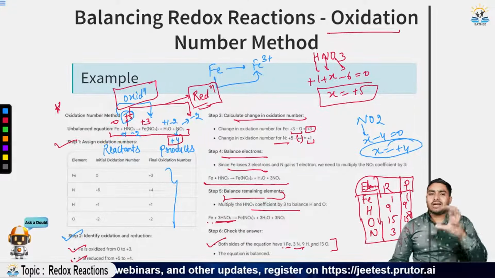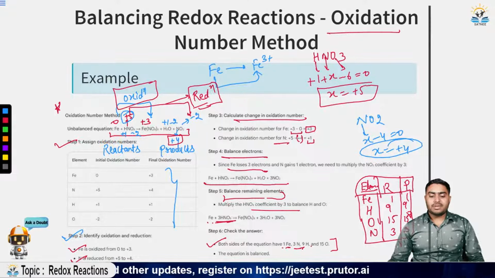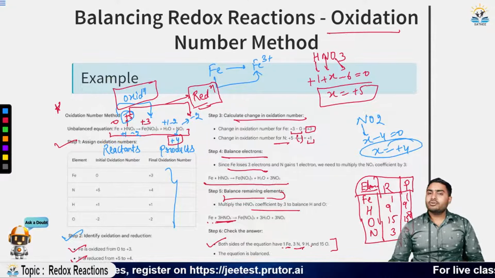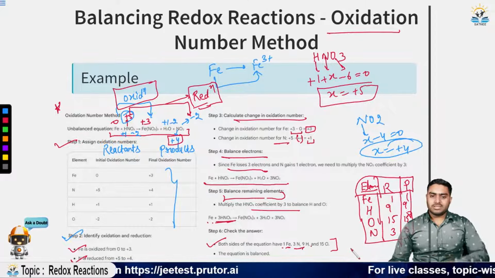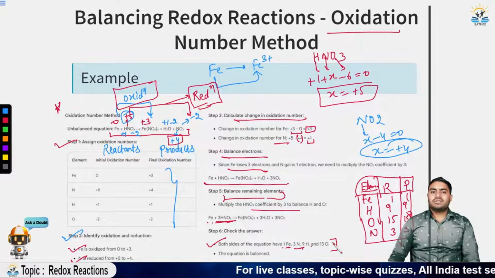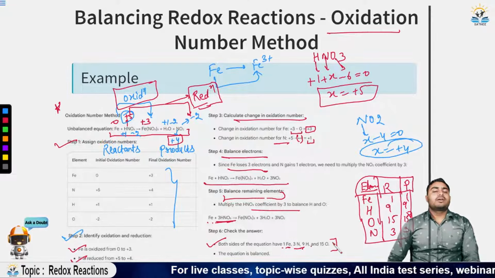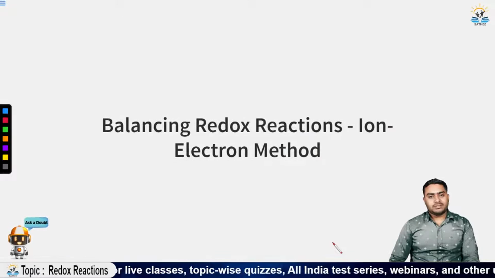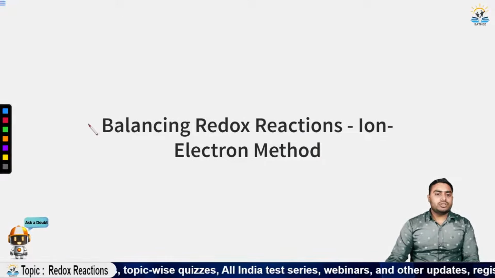Thus the final balanced chemical equation will be Fe plus 3HNO3 gives Fe(NO3)3 plus 3H2O plus 3NO2. This is the final balanced equation, and we are done with the balancing part with the help of the oxidation number method.